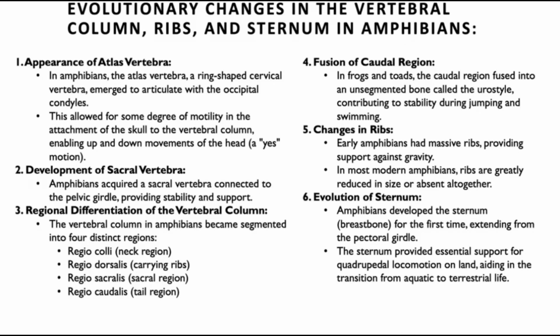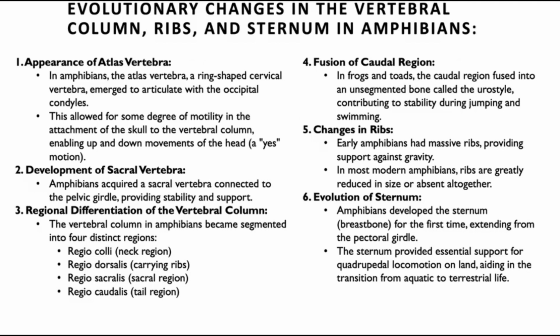Okay, now the evolutionary changes in the vertebral column, ribs, and sternum when it comes to the amphibians. We mentioned this before. We said that the amphibians were the first to develop the atlanto-occipital joint, basically the joint between the atlas, which is C1, and the occipital bone. And because of this, they were now able to move their head a lot more, right? They were specifically able to move their head up and down, allowing them to catch prey very easily, or flying insects or things like that.